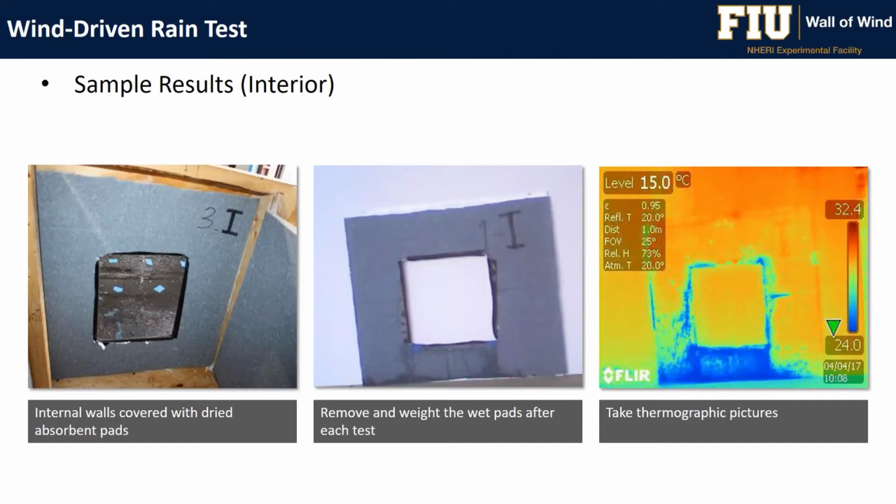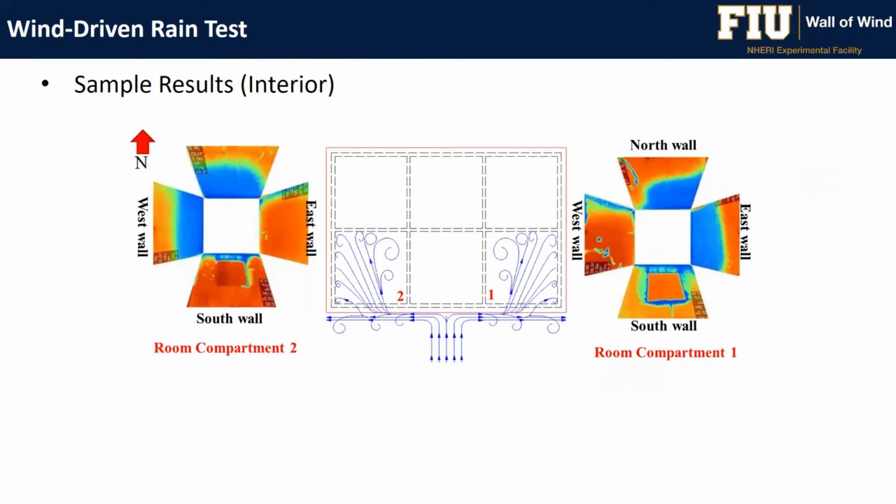How we did that, after completing the test, we removed and we weighed the absorbing pads. And not only do we know the amount of water that enters, but also using thermographic pictures, we saw how the water is distributed on different partitions or different walls inside the building. This is another way of presenting similar results. You have a certain breach, let's say the windows are missing on the windward wall, and you can see the approximation of the flow characteristics, and then the corresponding results on the two compartments that we have rain intrusion.